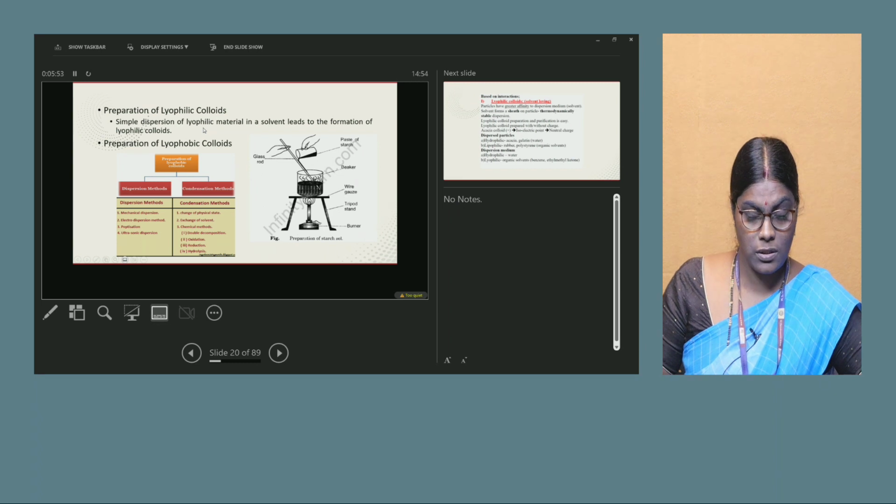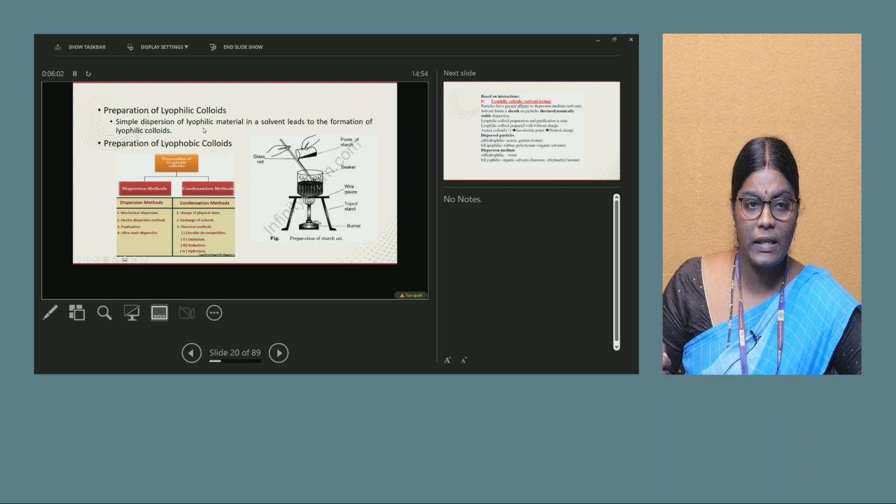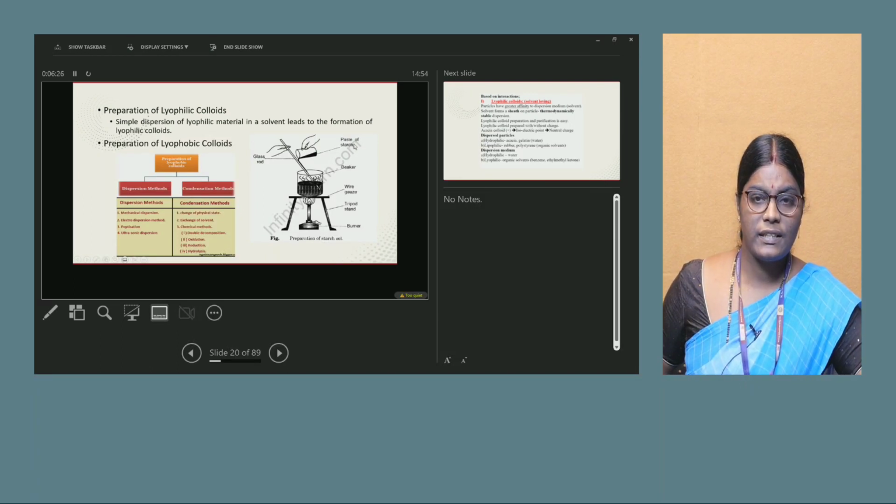either alcohol or water or any organic solvent, and just dissolve the lyophilic colloidal material in the solvent by simple dispersion, and you can get a simple lyophilic colloidal system. But preparation of lyophobic colloids, as we already studied in the starting description itself, is a little bit difficult and tedious in nature.